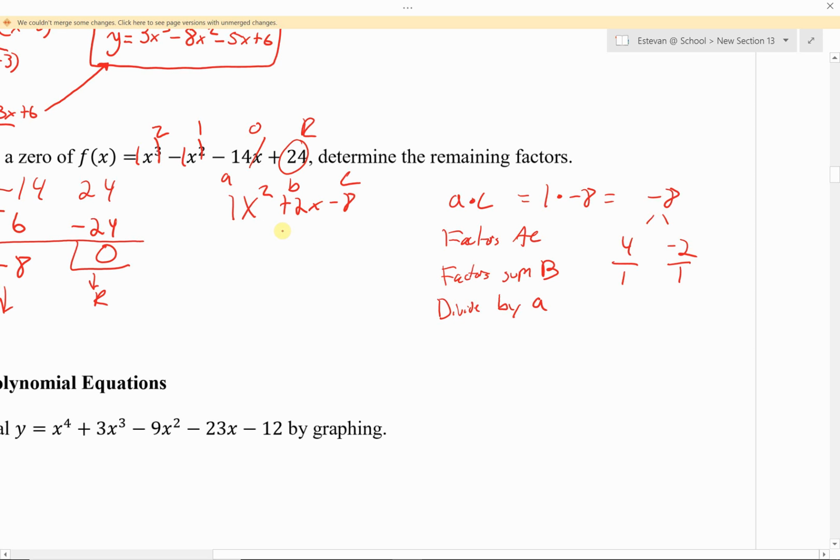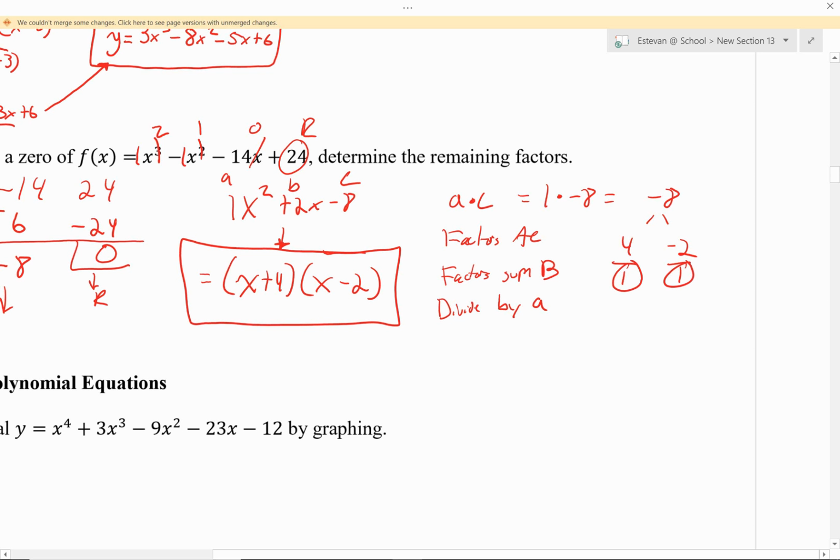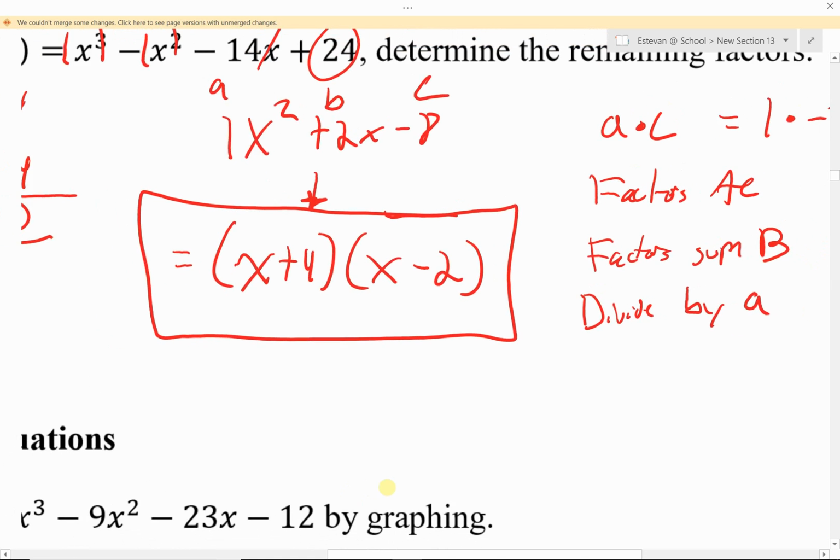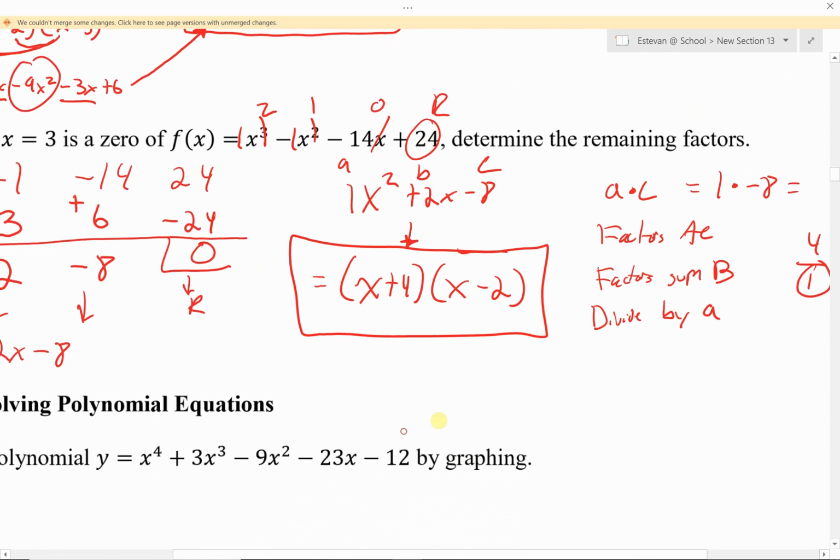So the factored form will equal the numerator, the denominator goes in, it's the coefficient of x, so it's just x plus 4 in parentheses, it's 1, so it'll just be x minus 2. And these are the factored forms. X plus 4 times the quantity of x minus 2 will be the remaining factors.